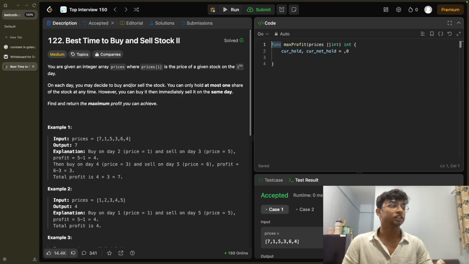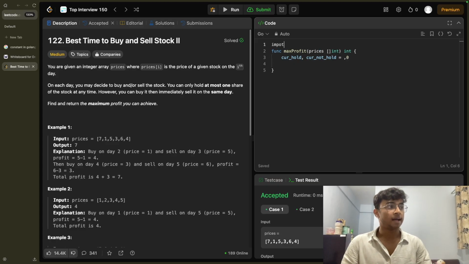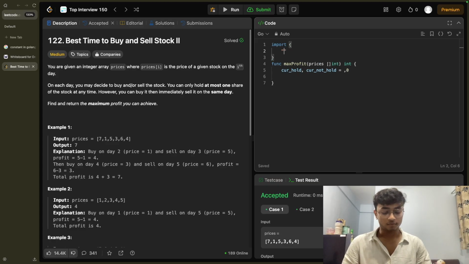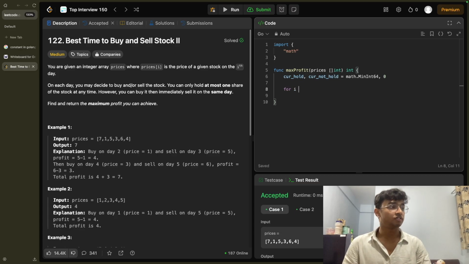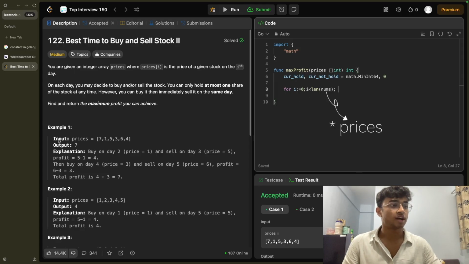And to do that, you can just import your math library, which you can do like this. And then you can just say math dot MinInt64 to get the minimum integer value you can get in Golang. And while you are maintaining this, you want to traverse your array, which again will start at 0. You will go till you traverse the whole array this time, because at the last step also you will have to make the decision whether you want to buy or sell the stock.